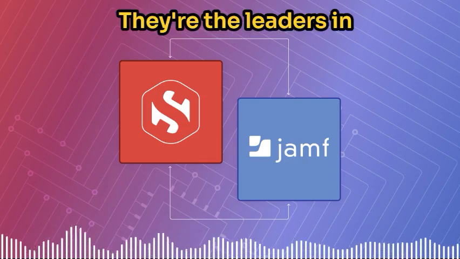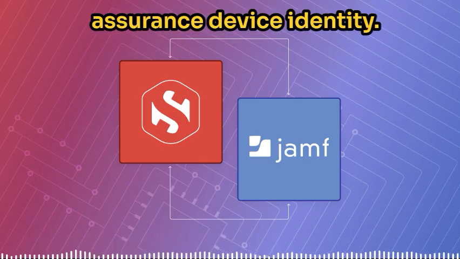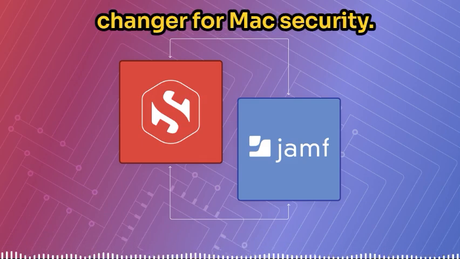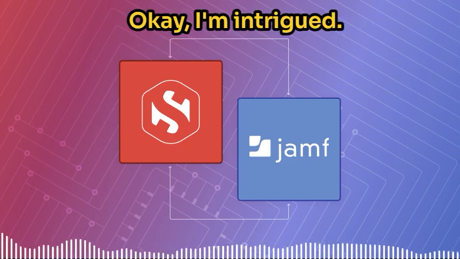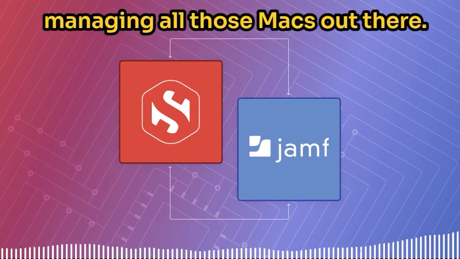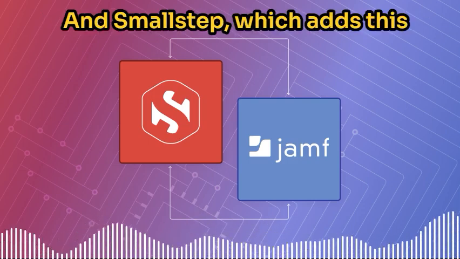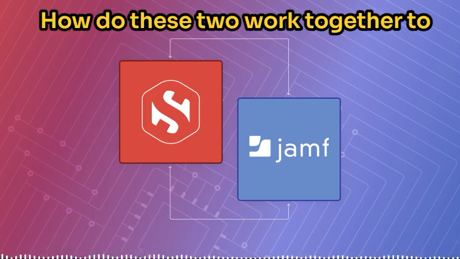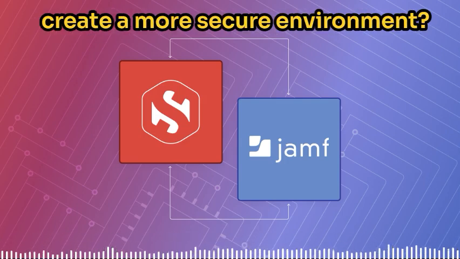They're the leaders in something called high assurance device identity. And their integration with Jamf Pro is a real game changer for Mac security. Okay, I'm intrigued. So we're talking about Jamf Pro, which is a fantastic tool for managing all those Macs out there, and Smallstep, which adds this extra layer of device identity. How do these two work together to create a more secure environment?